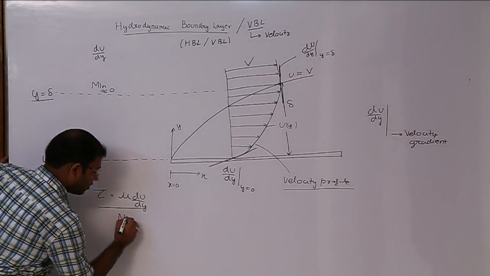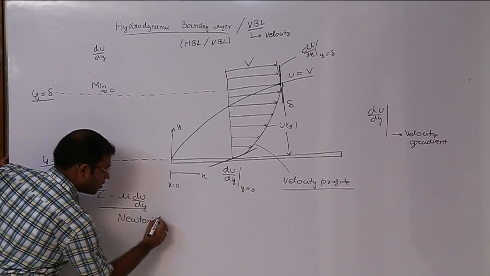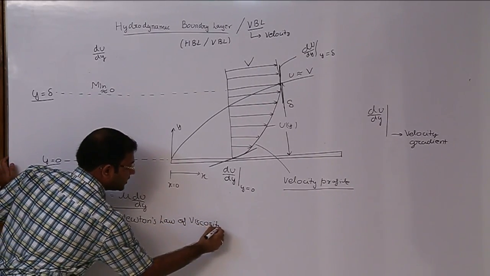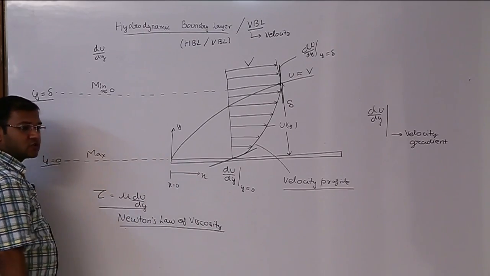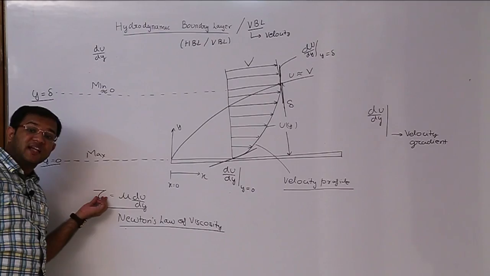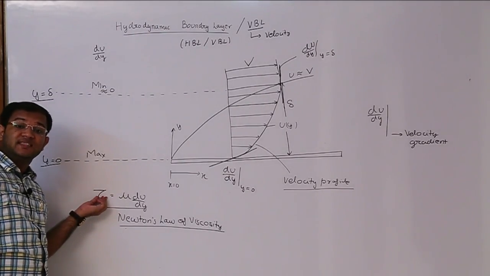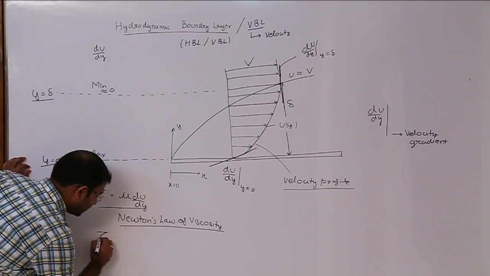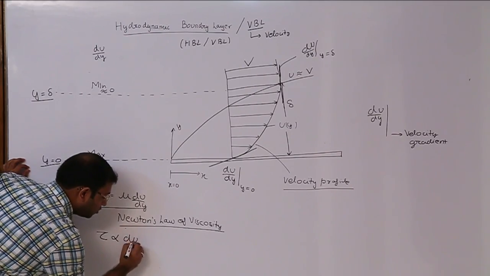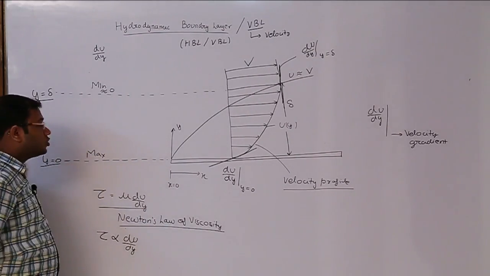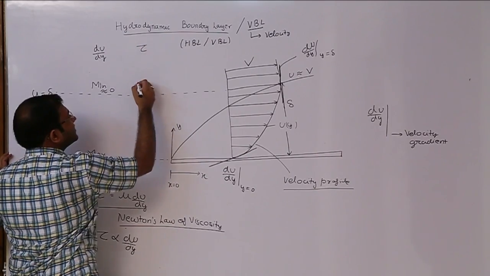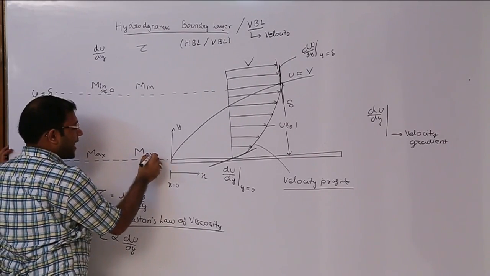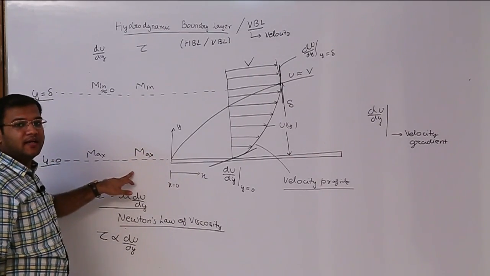Now we have one formula, shear stress equals mu du by dy, and this is nothing but Newton's law of viscosity. This is the shear stress developed between adjacent layers due to viscosity. Here shear stress is directly proportional to du by dy. So shear stresses are minimum at the boundary layer and maximum at the solid surface.